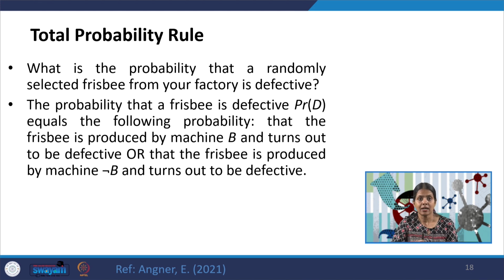The probability that a frisbee is defective, not conditional upon anything, is denoted by P(D), the probability of a frisbee being defective. So, it equals the probability that the frisbee is produced by machine B and turns out to be defective, or the frisbee is produced by machine not B and turns out to be defective. We cannot apply the AND rule here, because just one frisbee is picked up. It has to be either produced by machine B or produced by not B, that is the old machine. So, we need to apply the OR rule here.